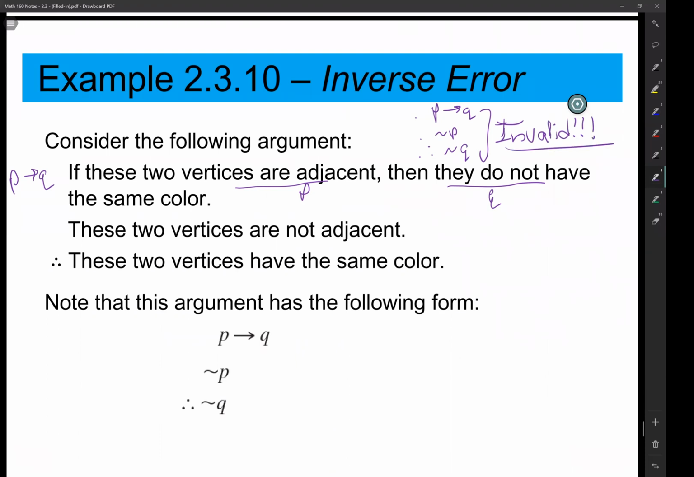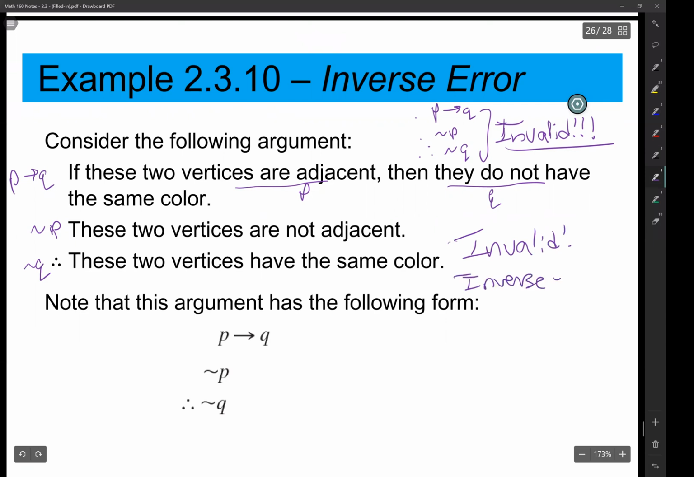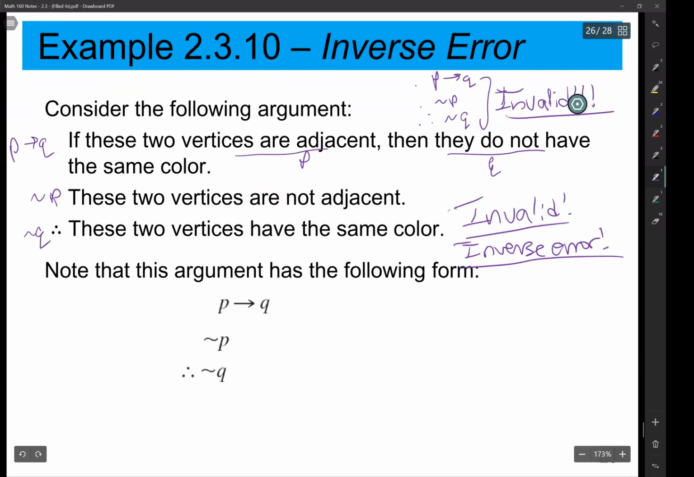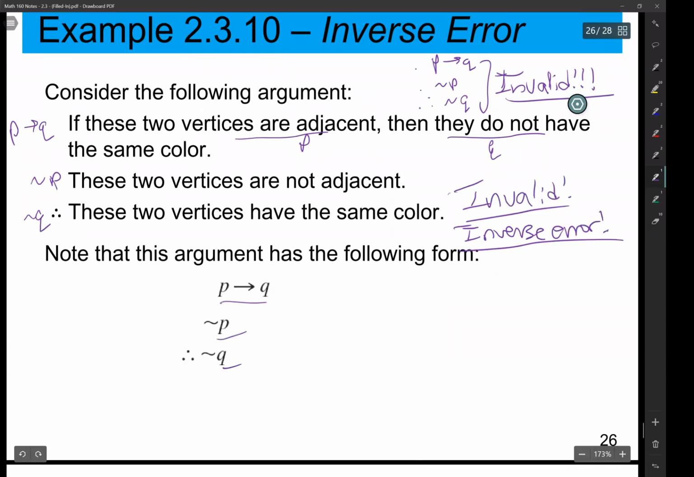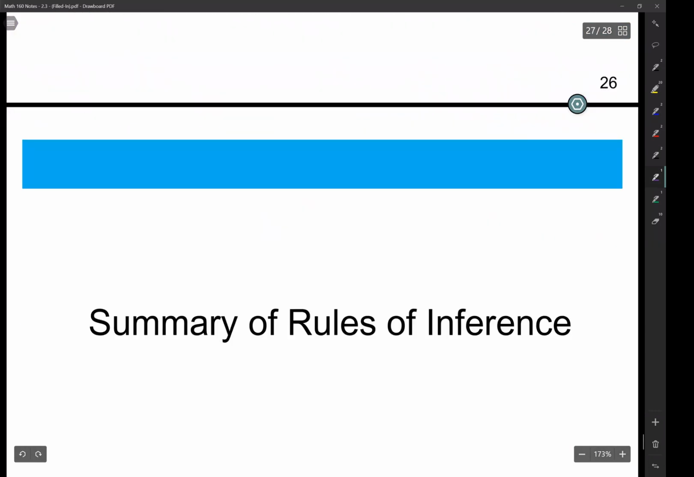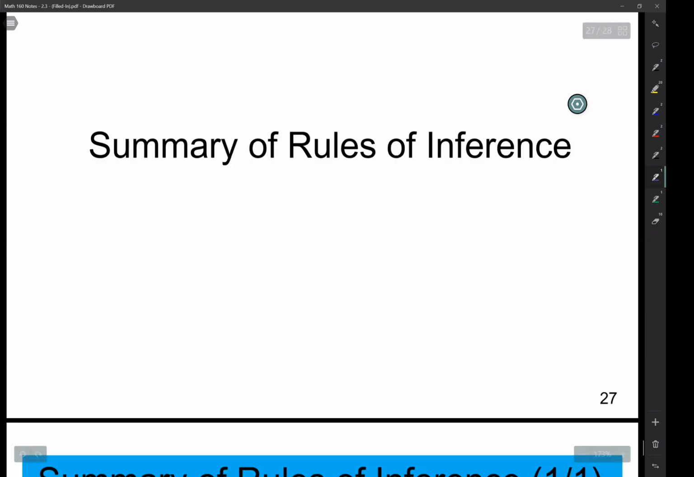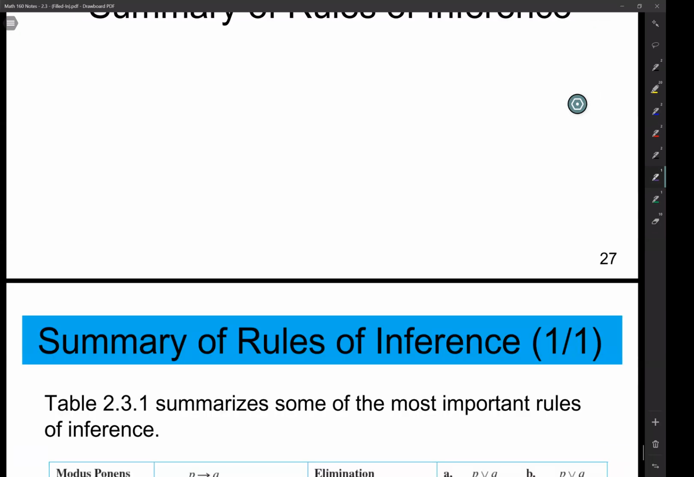So this must be saying not P. Two vertices are not adjacent, so not P. Therefore, I can conclude not Q. But again, this is an invalid argument. This is the inverse error. It's a fallacy. Okay, don't do that. And here it is in symbolic form as well. We're going to be running into this a lot, and I'll give examples too when we do more problems and stuff like that. But just make sure that you don't run into that.